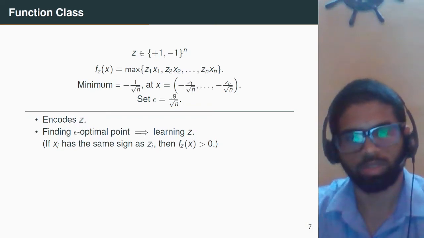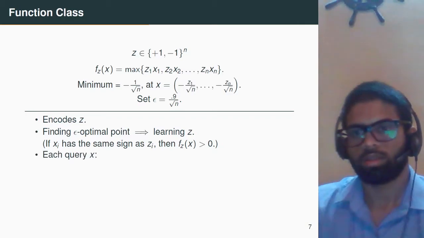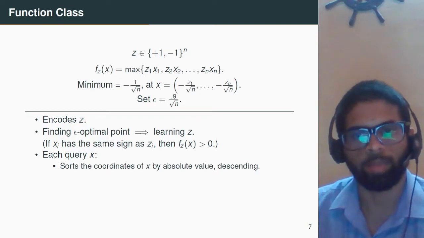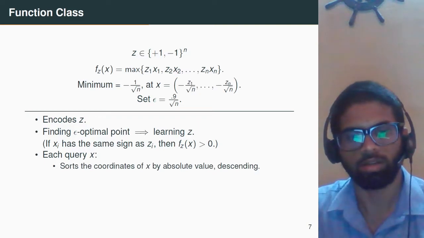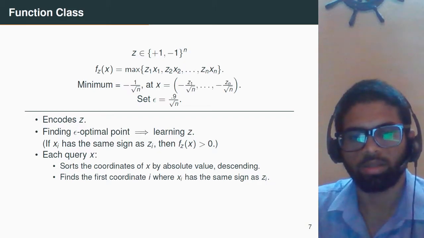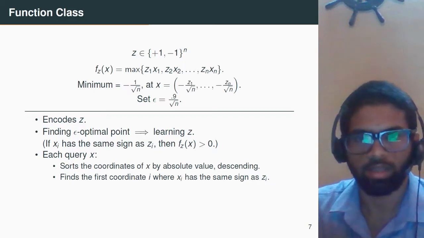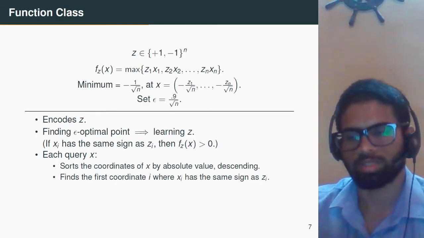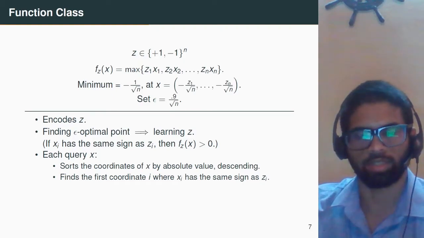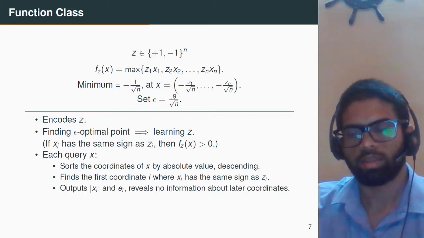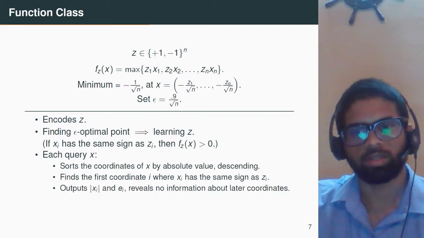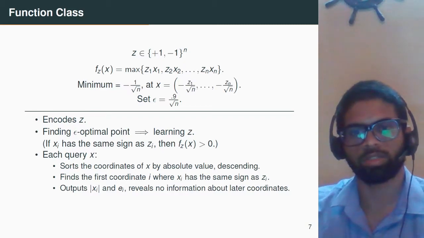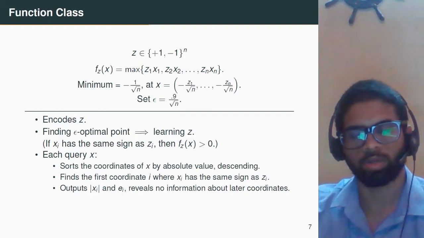How about what the query gives us access to? Well, when we make a query x, we sort the coordinates of x by absolute value in descending order. We find the first coordinate where xi has the same sign as zi. If z is a uniformly random string, we should expect this to happen pretty soon, because each coordinate has a half chance of having the same sign. The output that we get from the oracle is the absolute value of xi and the subgradient ei, which reveals no information about the later coordinates of z.